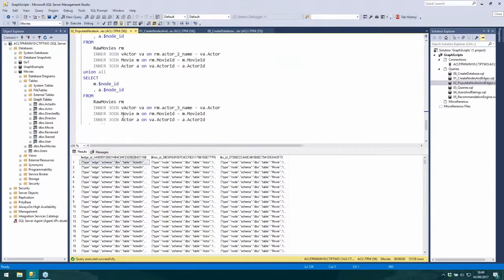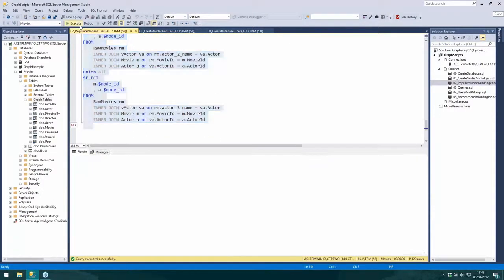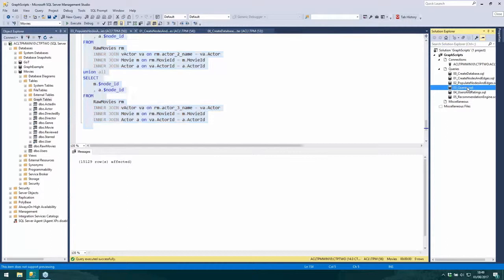All right, let's just populate this table as well. And let's go and dig into some queries.